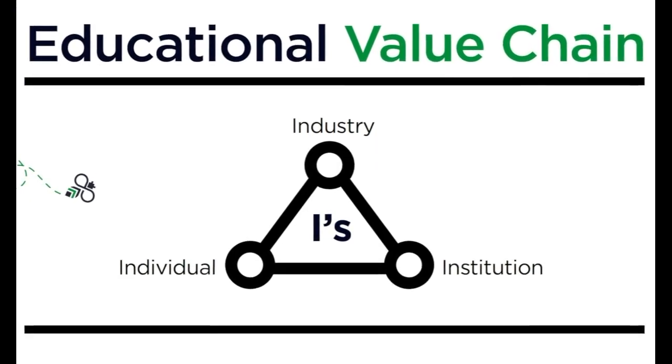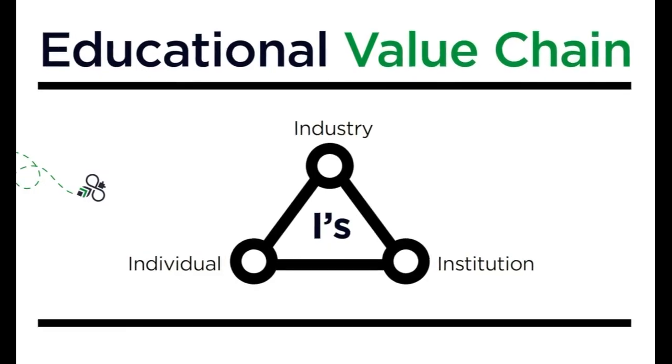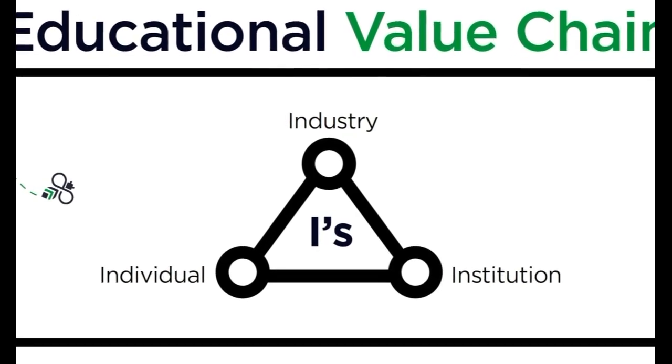When we think about the three I's, you will see that it is a triangle. It is an educational value chain that we have to understand. I spoke about the future of work and how industries will start to change based on the technology that they have. Well, when we think about that, the first I is industry. And when we think about industry, you will see that industry will start dictating and driving the conversation.